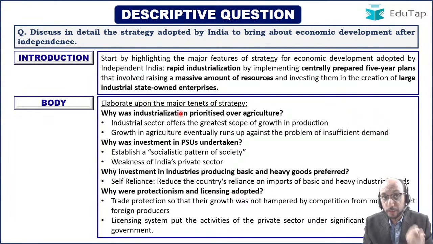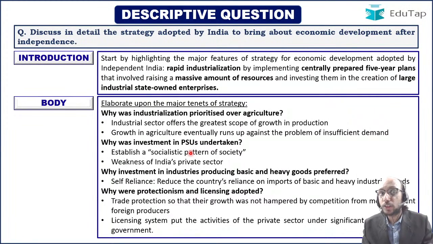Why is it that we wanted industrialization? Why did we choose industrialization? Because we believed that the industrial sector offers the greatest scope of growth in production, greatest scope of growth in GDP. We thought that eventually growth in agriculture will run out of steam, will run into a dead end. Why? Because खाना खा के कितना खाएंगे, right? Therefore, we thought that we will prioritize industrialization over agriculture. That was the first thing.